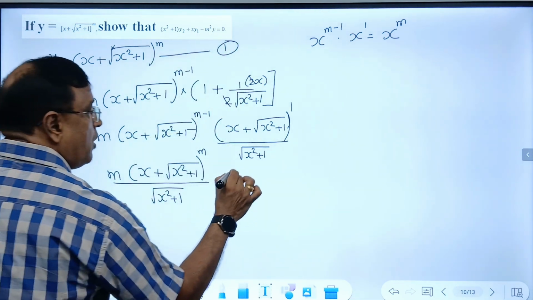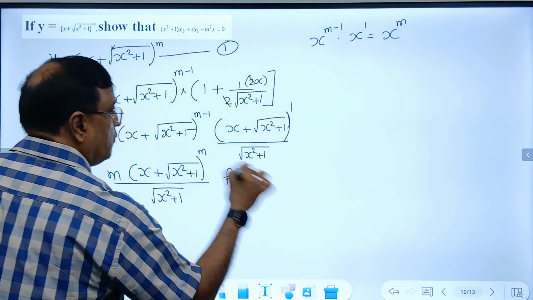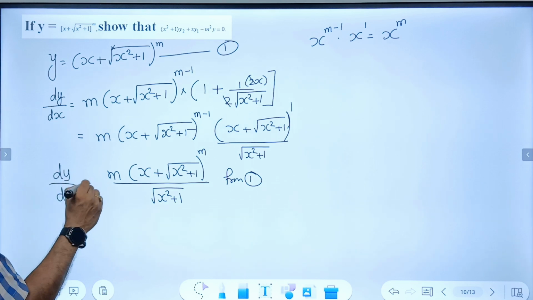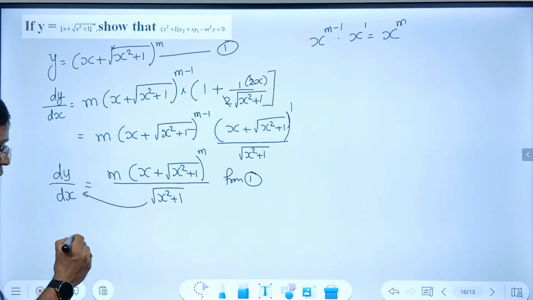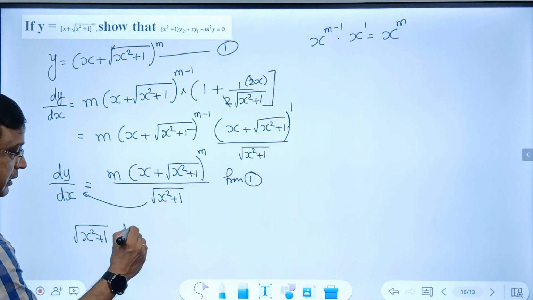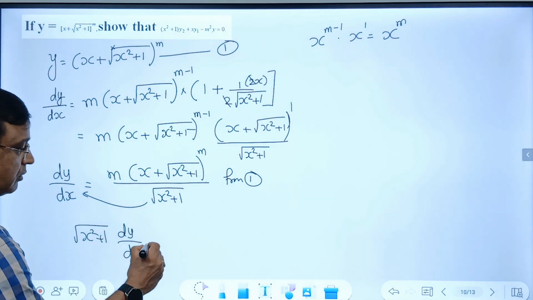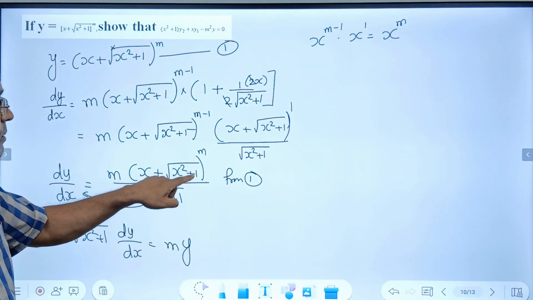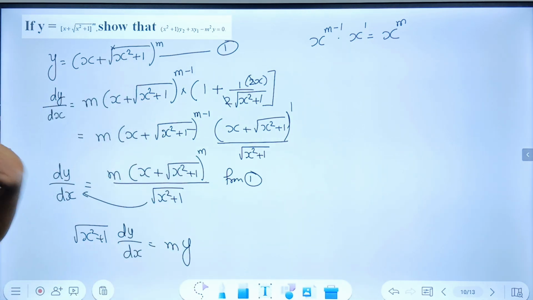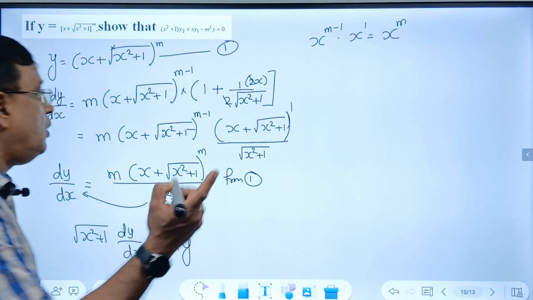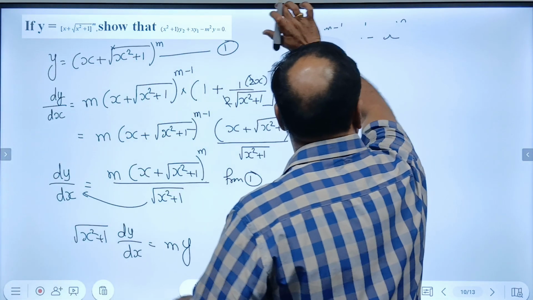Now from 1, what do you know? From 1, this is actually dy by dx. I cross multiply this, so I can avoid one step. x square plus 1 into dy by dx equal to m into y. Because x plus root of x square plus 1 whole power m is y. Now as usual, I want to get rid of the square root. How do I get rid of the square root? Squaring both sides.